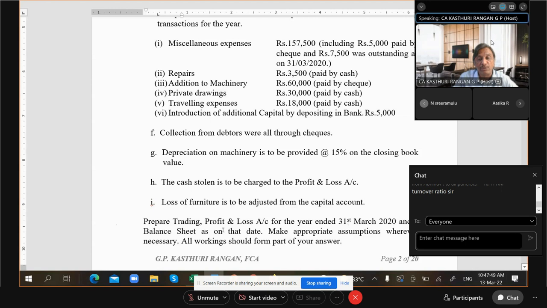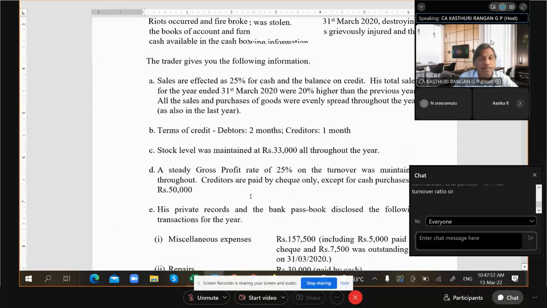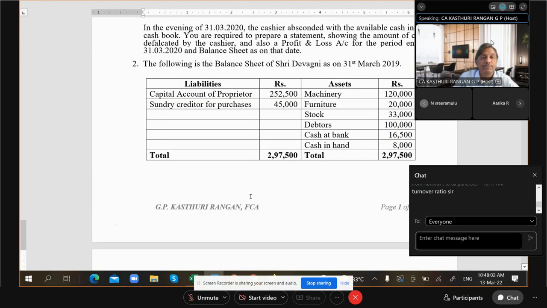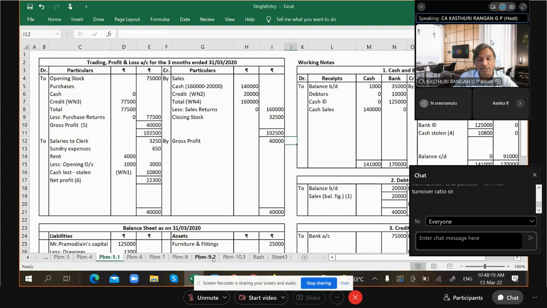Prepare trading P&L for the year ending 31/3/20 and balance sheet on that date. Make appropriate assumption wherever necessary. All working should form part of an answer. This is a slightly difficult problem compared to the earlier one. So definitely minimum 15 marks can be given. Maximum 20 marks also can be given for this problem. If you have a lot of practice in problems like this, then only it is possible to do it correctly in the examination. Okay, let's start.